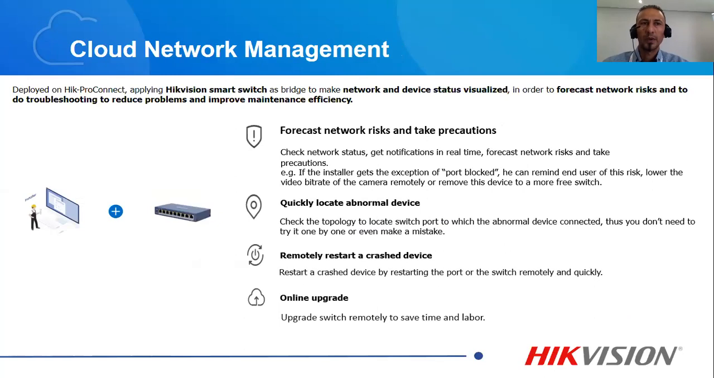So now we have what is called the cloud network management. What is our cloud network management? In the event that we have switches on site, Hikvision has what is called a smart switch. The smart switch allows us to know which camera is plugged into a certain port, and which IP address is allocated to that particular camera. We are then able to see if there is a blocked port.